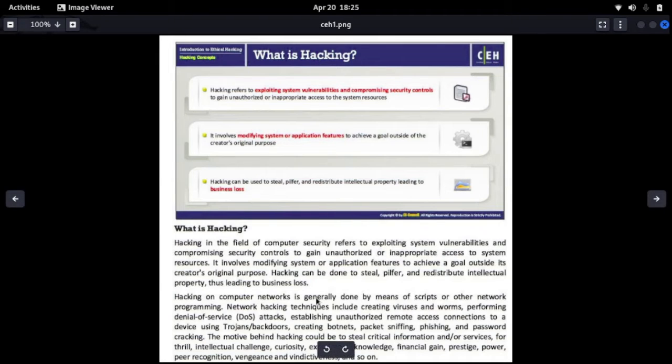Hacking on a computer network is generally done by means of scripts or other network programming. Network hacking techniques include creating viruses and worms, performing denial of service attacks, establishing unauthorized remote access control connection to a device using trojans, backdoors, creating botnets, packet sniffing, phishing, and password cracking. The motive behind hacking could be to steal crucial information and or services.